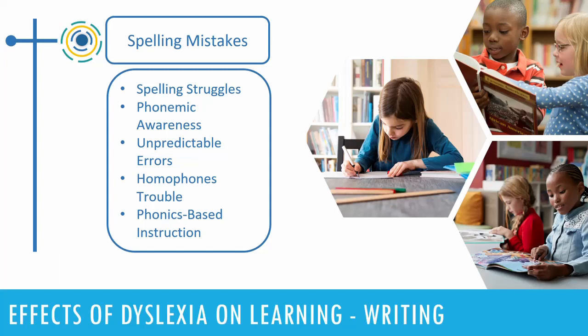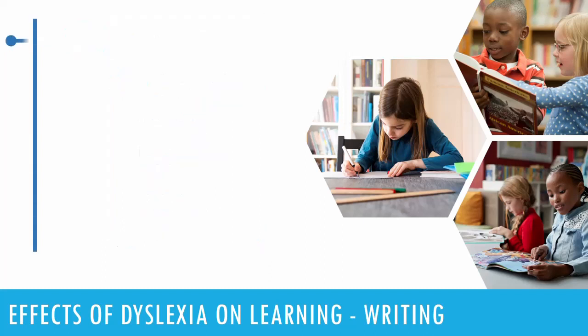They might spell the same word differently in a single piece of writing and often have trouble with homophones, words that sound the same but are spelled differently. Effective strategies include using phonics-based spelling instruction, encouraging the use of spell-check tools, and focusing on common spelling patterns.